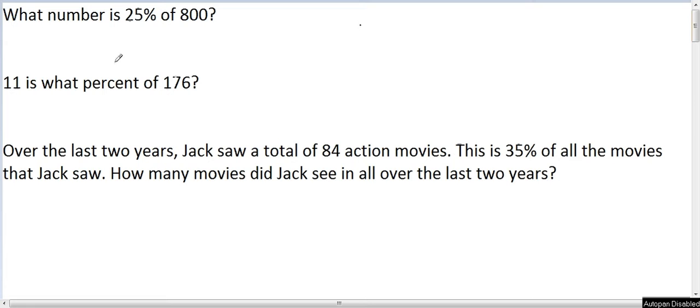We're first asked, what number is 25% of 800? We need to first write an equation from this statement. What number is asking for unknown x, so let's use x to represent this part of the equation. The word is can be translated into an equal sign. 25%, let's use decimals this time. Then we start with the decimal point, which is located right after the 5, move it 2 places to the left, and we get 0.25.